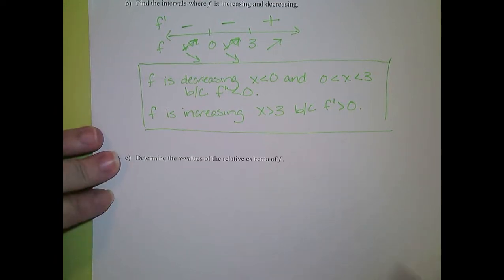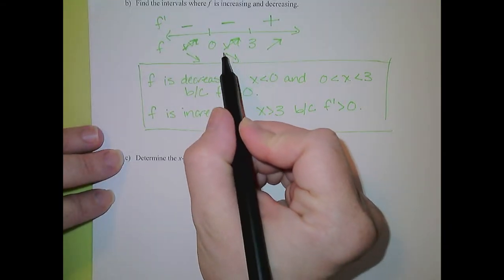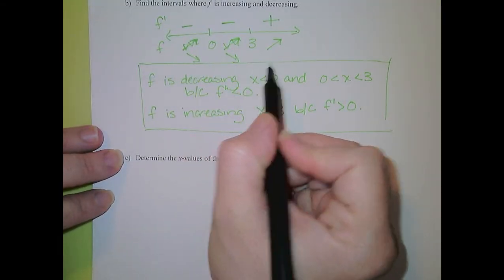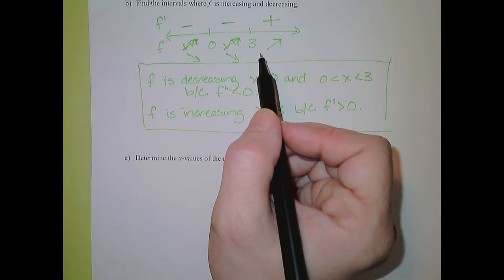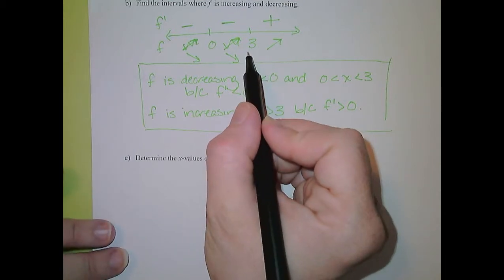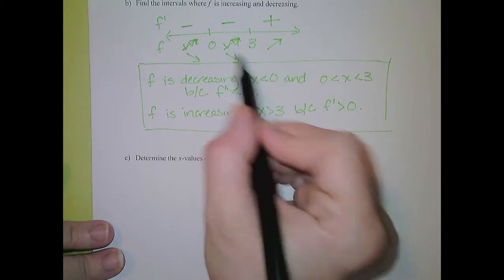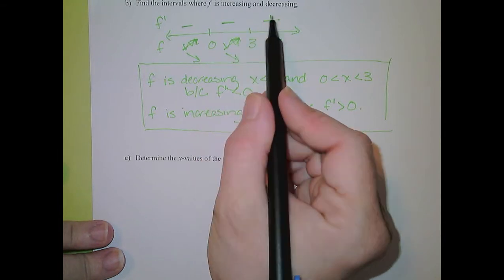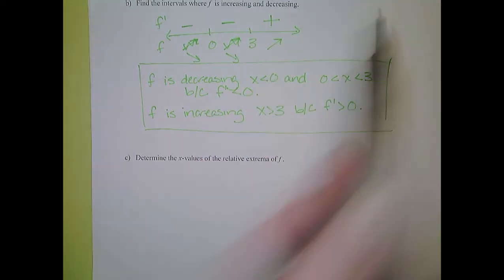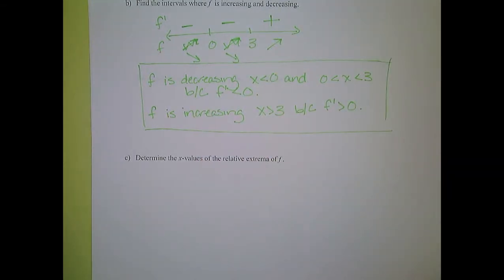However, at 3, our function changes from decreasing to increasing. So if we have a critical number, and at that critical number, our derivative changes from negative to positive, then the first derivative test tells us that that point is going to be a relative minimum, provided that that point is defined on our function. And again, since our function is a polynomial, it's defined at every point. So we know that that point will be a relative minimum.